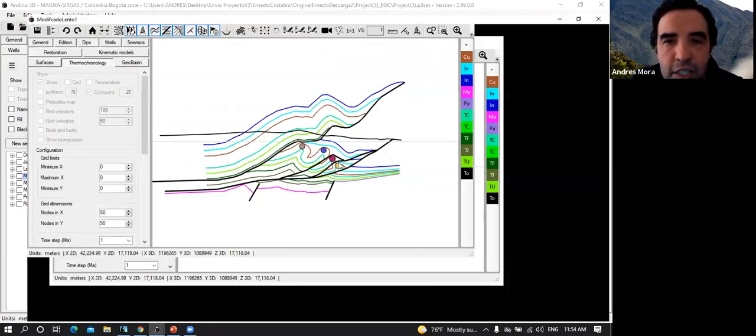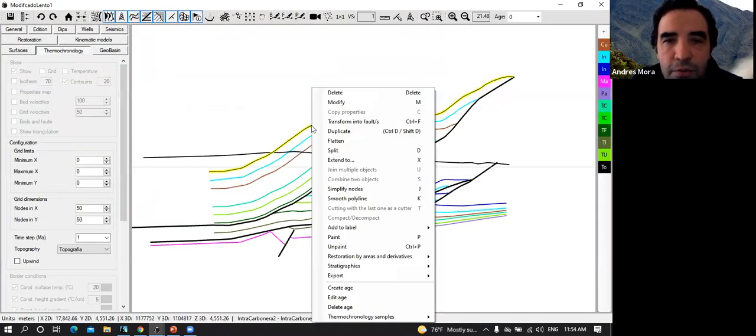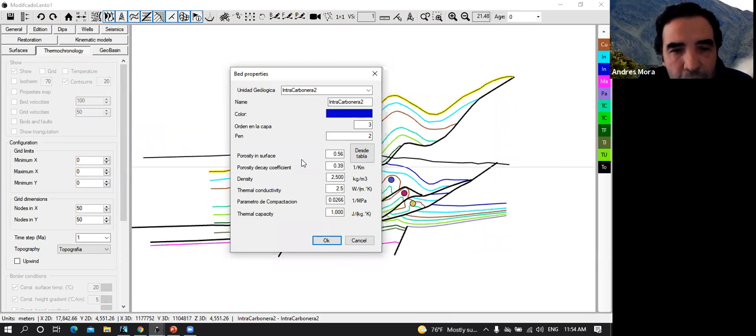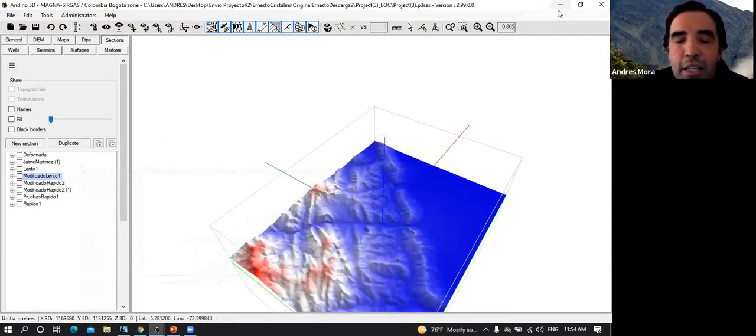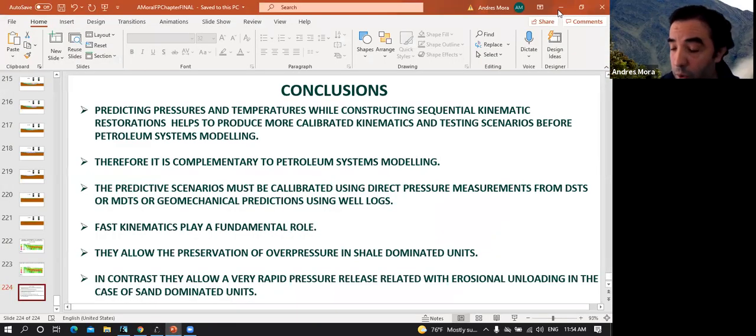So you can define and modify here, in Andino, the rock properties: porosity at the surface, porosity decay coefficient, and density. These are the basic properties for pressure modeling in Andino.